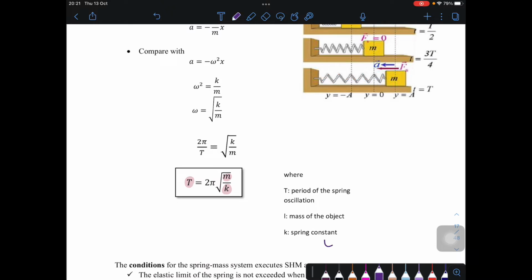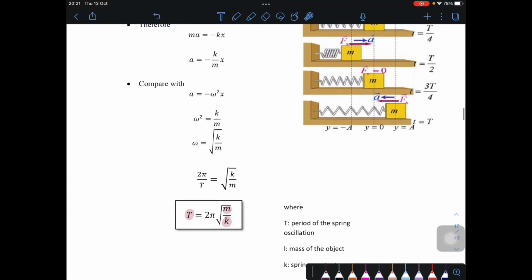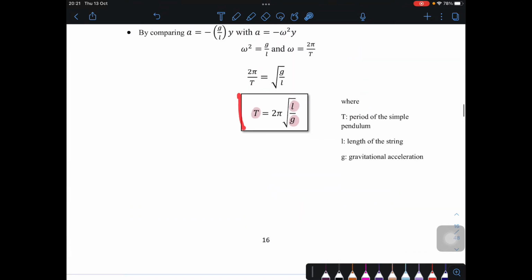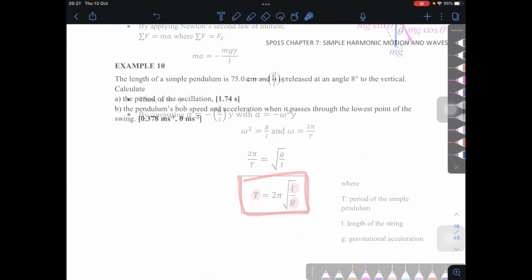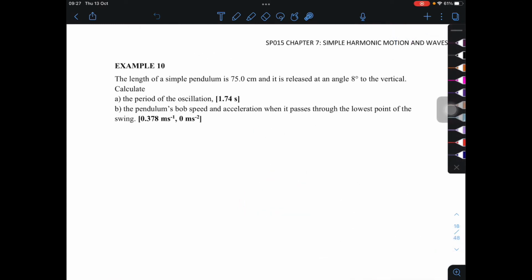Remember before this one, they measure the stiffness of the spring. Okay, so there are two formulas that we are going to use in this subtopic. Okay, next one, let's look at example 10.